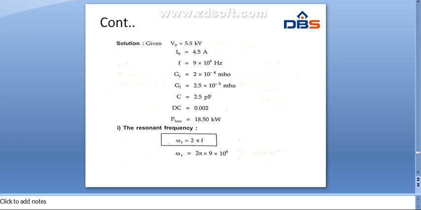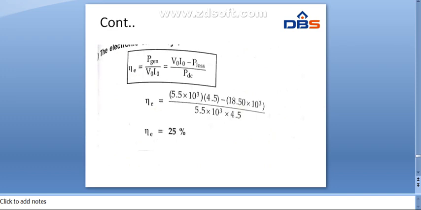The resonant frequency is omega r equal to 2 pi f, so substitute the frequency here. And the second one is the electronic efficiency. It is V0 I0 minus power loss, divided by PDC. So substitute V0 I0, power loss and PDC values, then we get 25%.